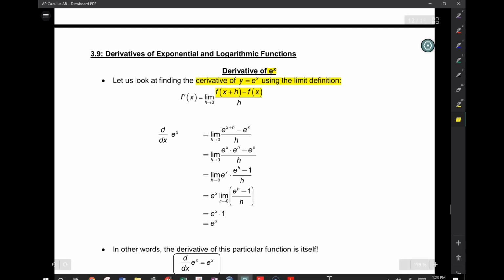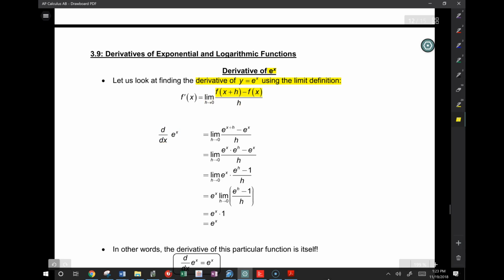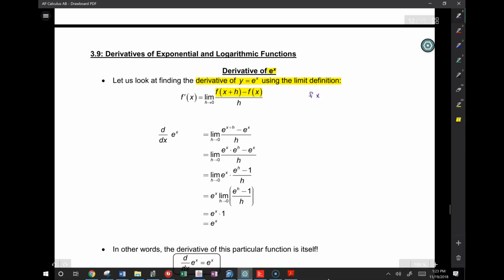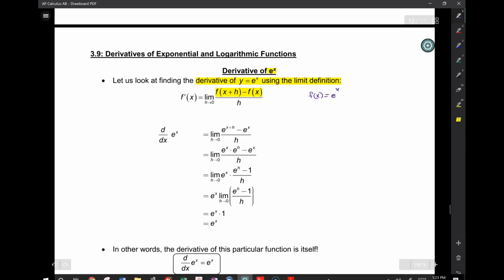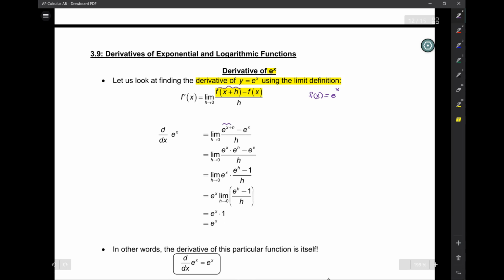Do you remember when we first learned about derivatives, we did it using the definition, right? You remember that definition? So f prime of x is the limit as h approaches 0 of f of x plus h minus f of x over h. So now, if f of x is equal to e to the x, then f of x plus h is e to the x plus h, minus e to the x, over h.